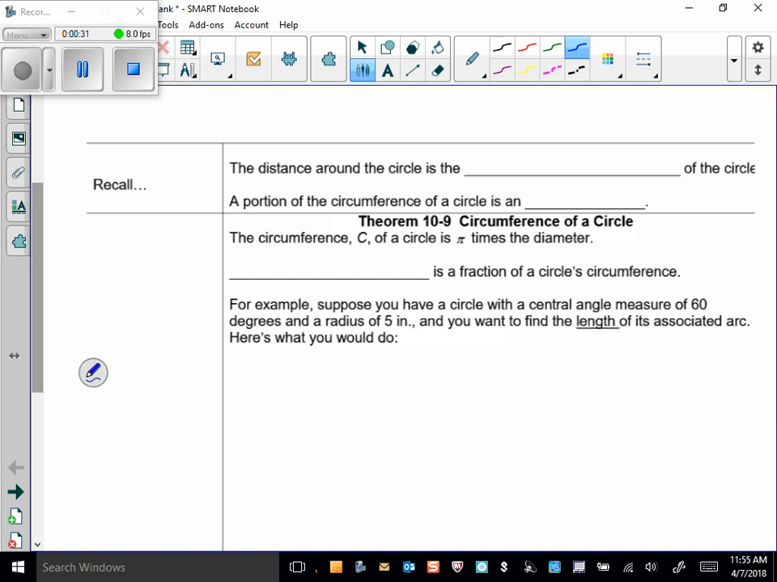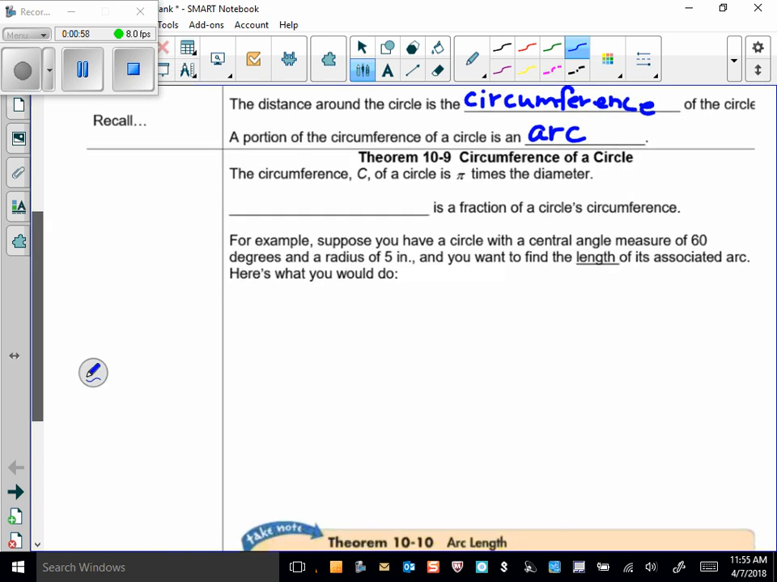So let's start off with some terms. Of course, we all know the distance around the circle is the circumference of a circle. And we know that to find the circumference, we would either do 2 pi r or pi times diameter. And we also learned in the last unit that a portion of the circumference is called an arc of a circle. So what we want to do now is learn how to find the length of an arc. Okay, so let's see what we got here. Arc length. What is arc length? It's just a fraction of the circle's circumference.